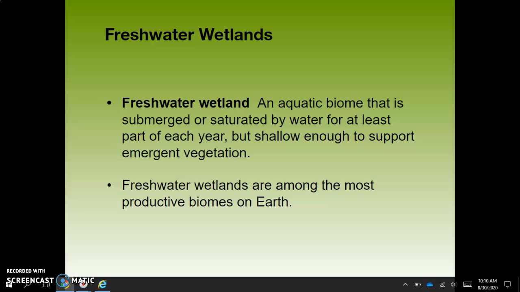A freshwater wetland is an aquatic biome that's submerged or saturated by water for at least part of the year, but shallow enough to support emergent vegetation. These are among the most productive biomes on Earth. So when we say productive biome, we mean they're doing a lot of photosynthesis. There's a lot of vegetation producing energy through photosynthesis.